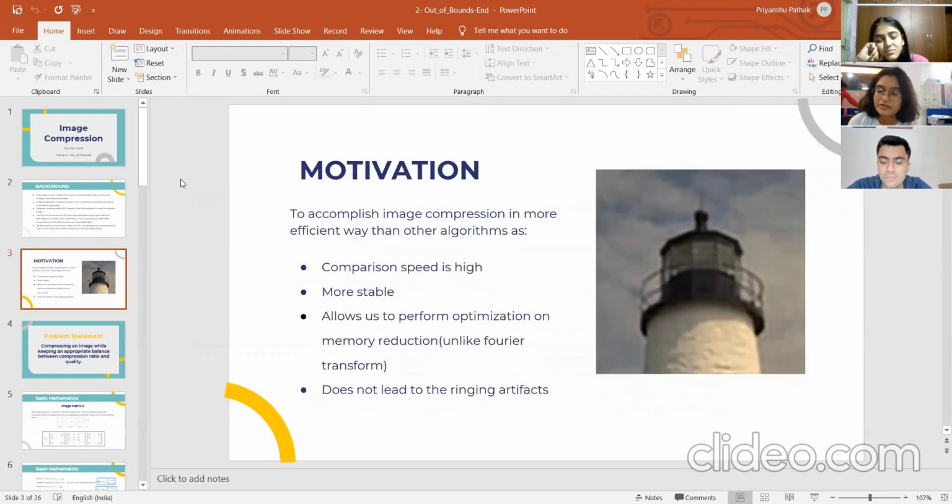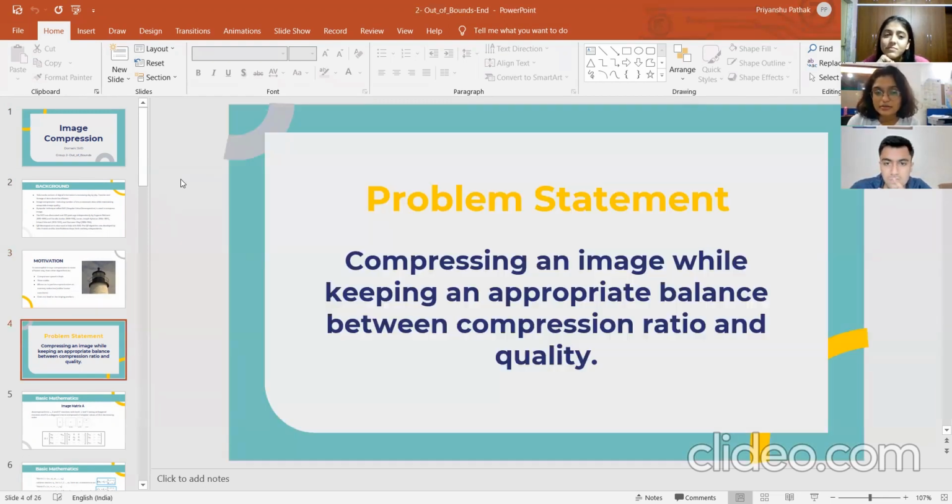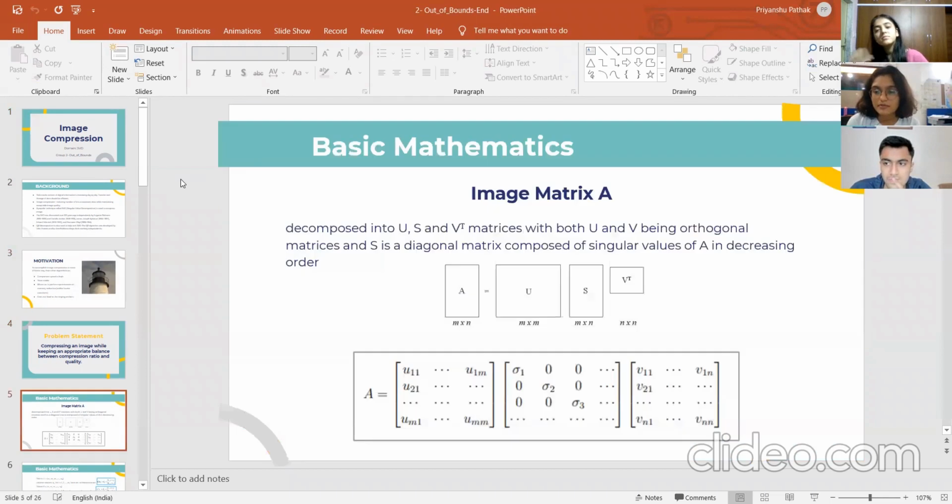The motivation to take this topic was that the compression speed is high and it is more stable, unlike Fourier series, and it does not lead to ringing artifacts. This is the basic problem statement. The basic mathematics of this topic is we are dividing an M cross N image matrix into M cross M, M cross N, and M cross N matrices using SVD. And then we are arranging these SVD singular values in decreasing order.